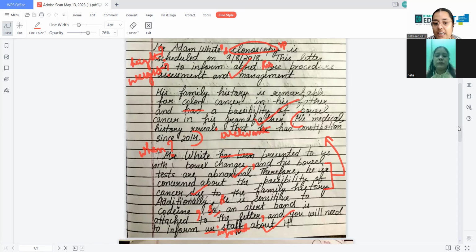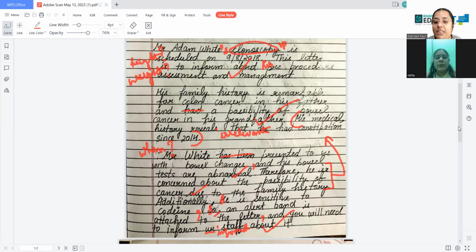So we'll write today, Mr. White presented. If you don't mention that the presentation was today, the recipient would be quite confused. So it's very relevant to mention that today, Mr. White presented to us with bowel changes. Now, after bowel changes, there needs to be a comma because we are joining two independent clauses. One is to be presented with bowel changes. Two is bowel tests are abnormal. So since two independent clauses are being joined, they would be joined with a comma.